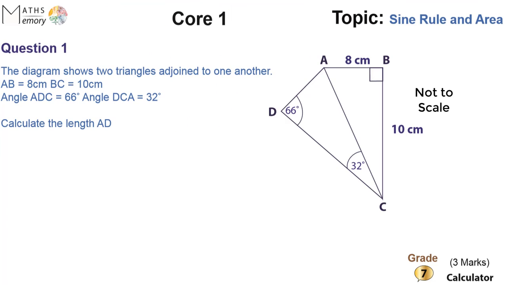Question 1, part 1. Press pause, write this question down, press play when you have finished. So the diagram shows 2 triangles adjoined to one another. Length AB equals 8 and BC equals 10. Angle ADC over here, this is 66, and DCA, the middle one, DCA 32 is this one over here. Calculate the length of AD. So the length we're finding out, AD, would represent this length over here.